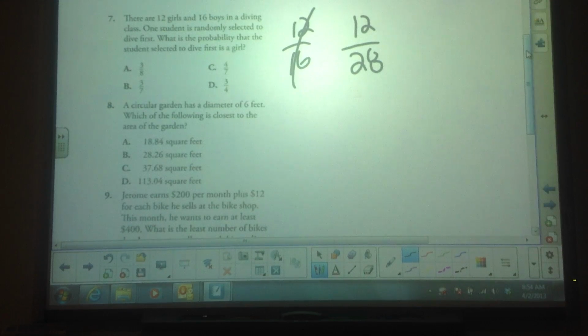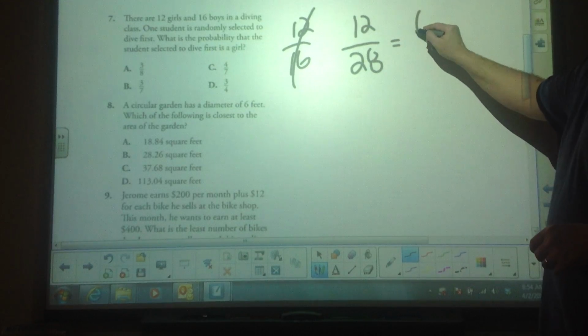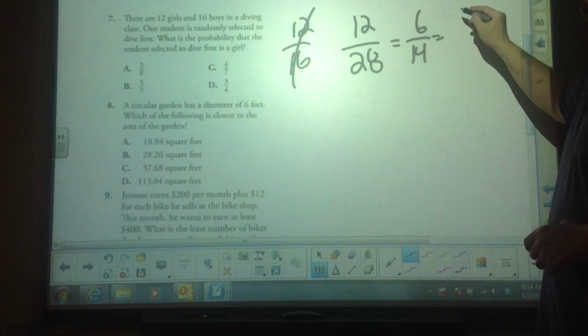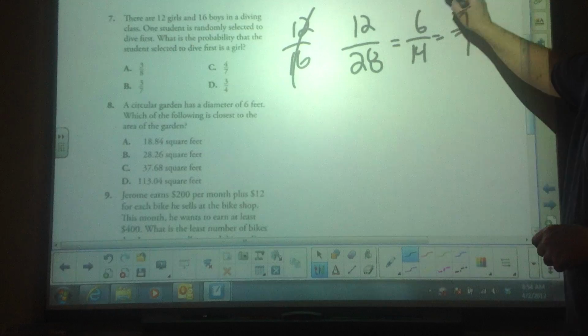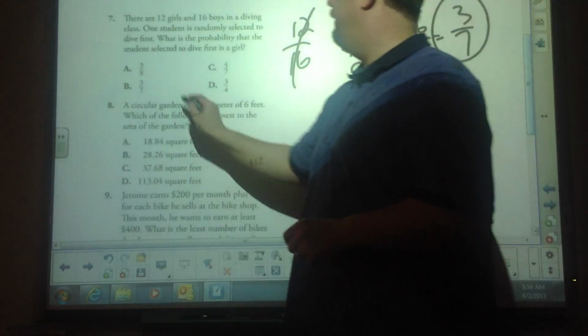12 out of 28. Okay. Well, this obviously reduces to 6 over 14, which reduces to 3 over 7. 3 over 7.